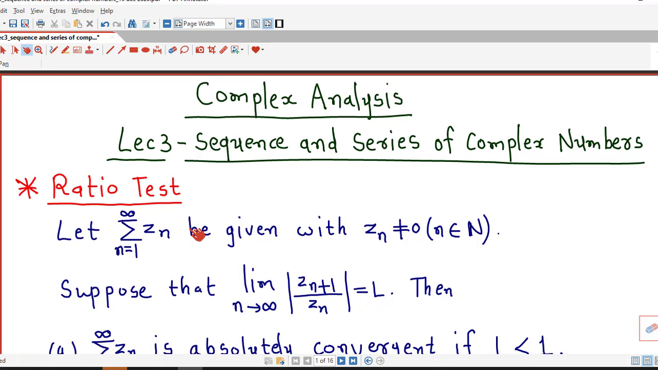In this lecture we are going to discuss two important tests for convergence known as the ratio test and the root test. These tests are similar to the ratio and root tests in real analysis. We are going to simply generalize them for series of complex numbers. So let's start with the ratio test.